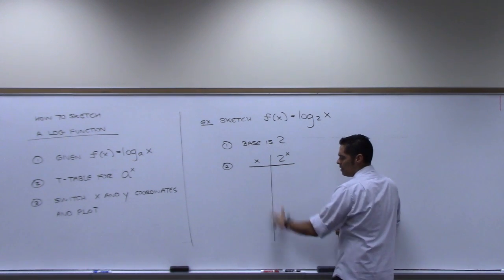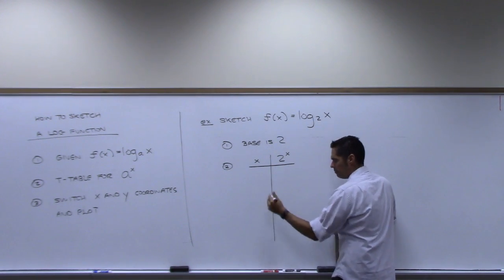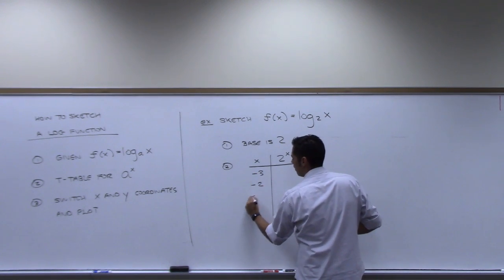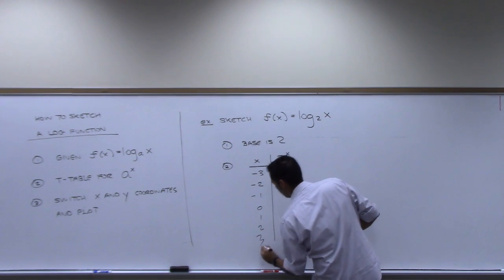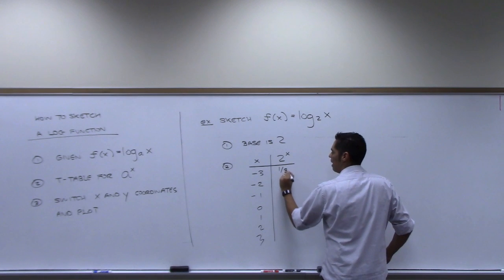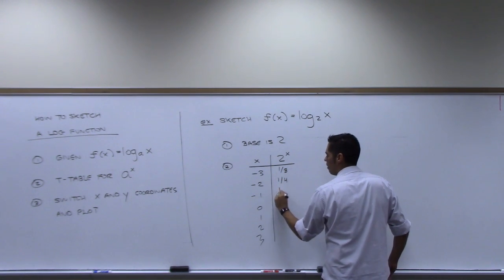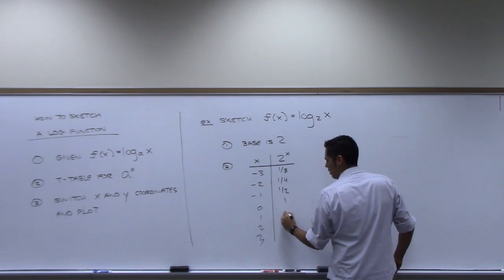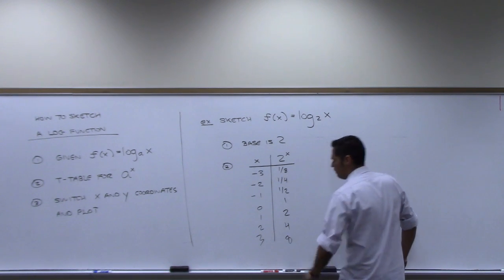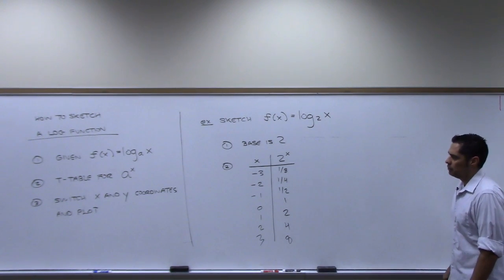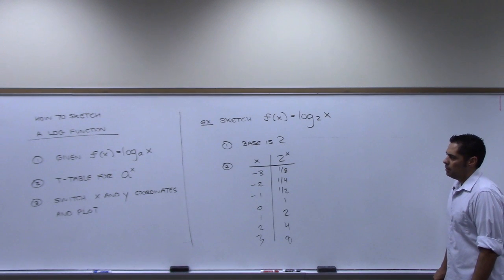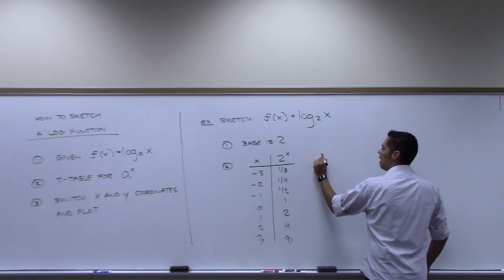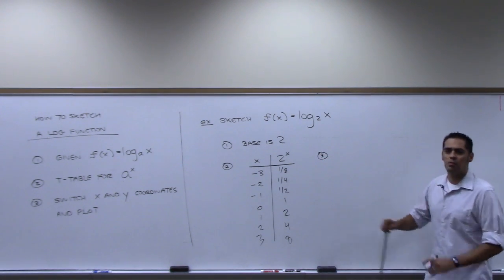Now, what did we say were the numbers we like to plug in here? So we're going to always use those same numbers. And then we already know we got like 1/8, 1/4, 1/2, 1, 2, 4, and 8, right? The third step and the final step is to switch the x and y coordinates.